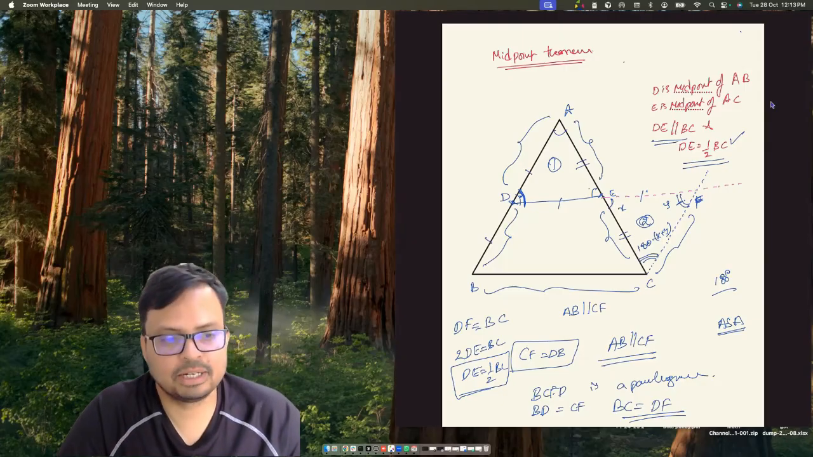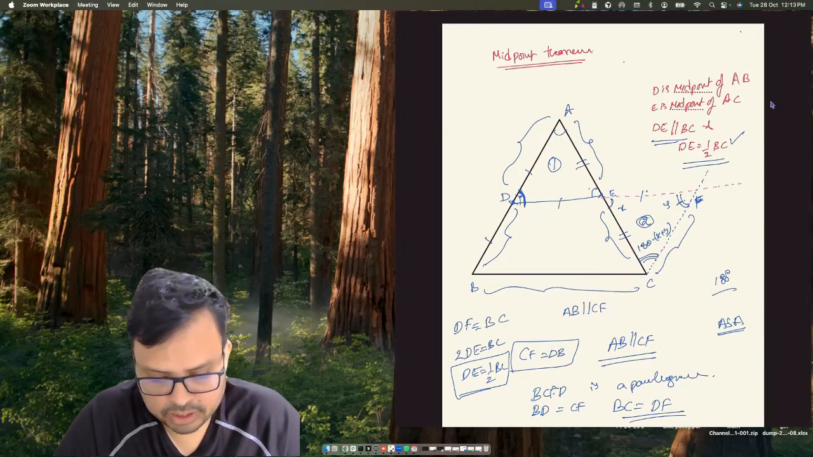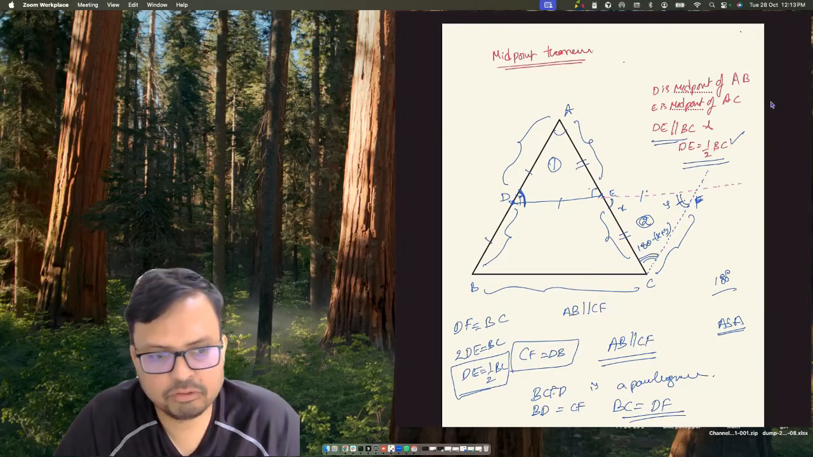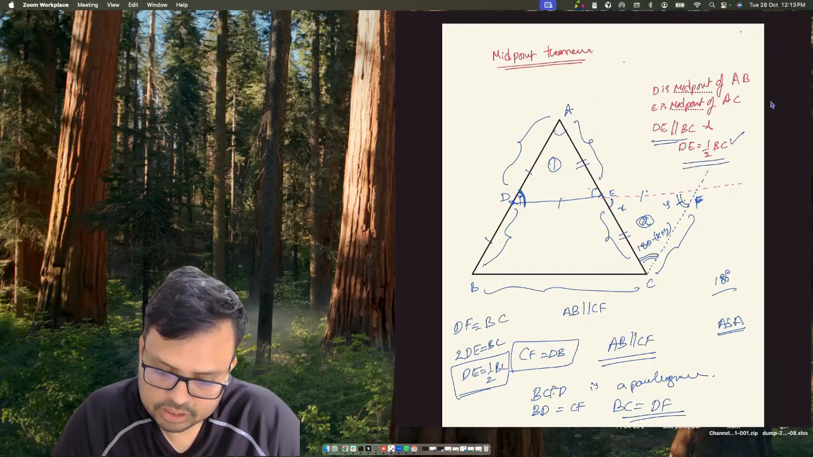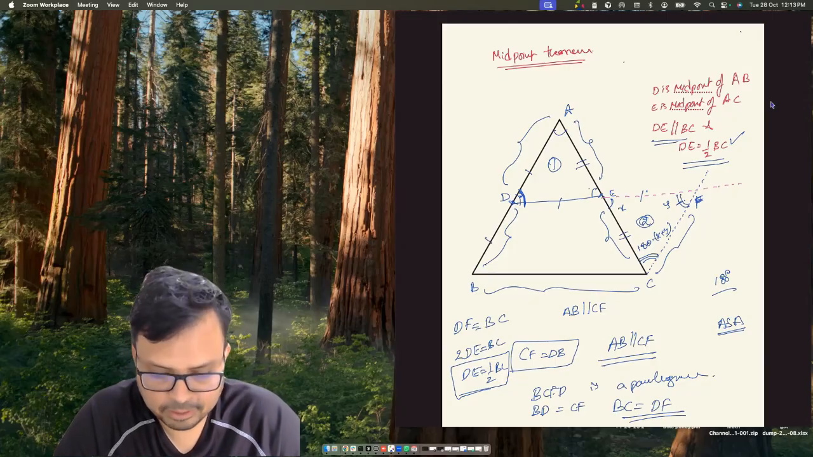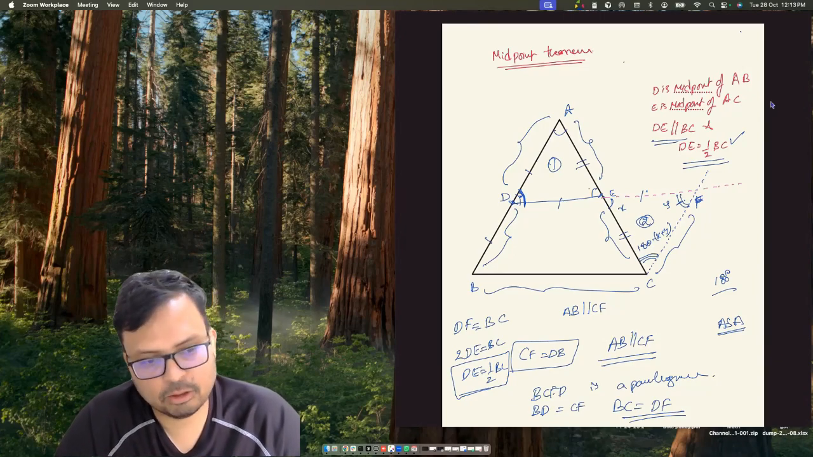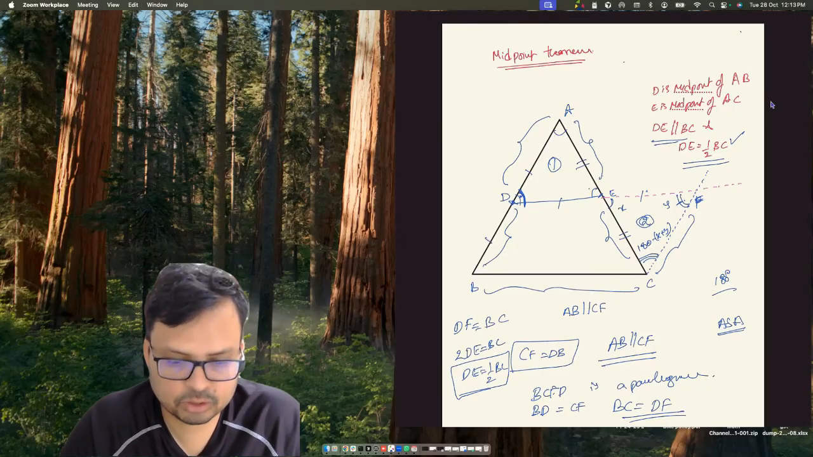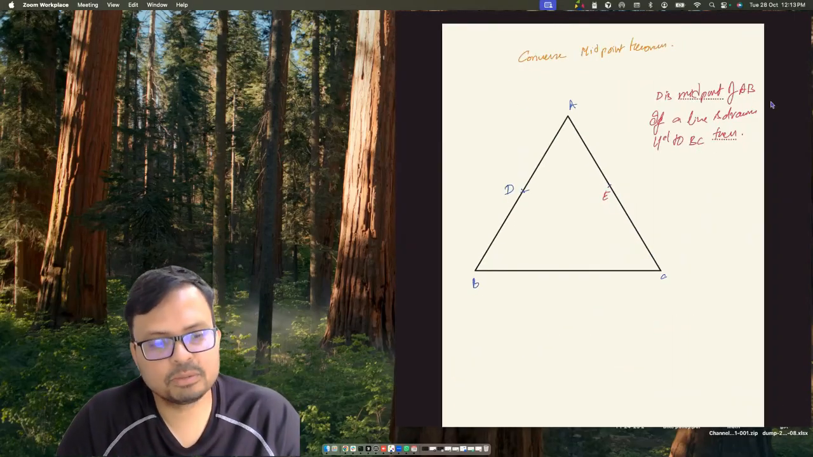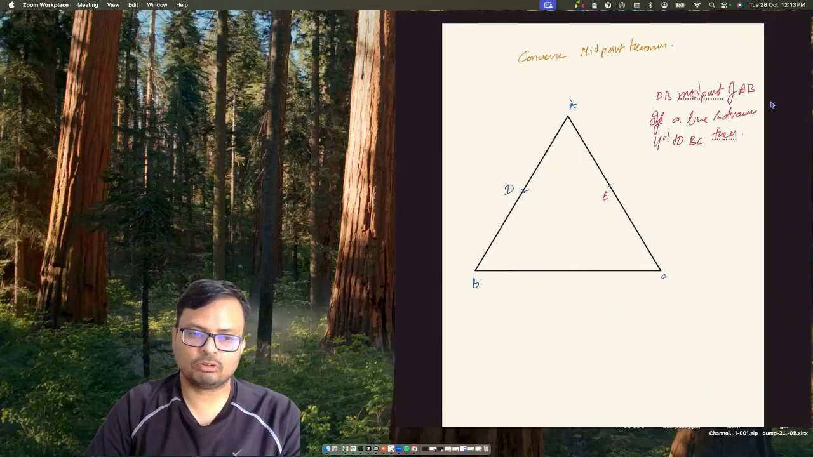What is the midpoint theorem? To summarize, the midpoint theorem says that if D and E are the midpoints of two sides of a triangle, then we can always draw a line connecting D and E, and that line would be parallel to the other side BC, and also it will be half of it. And hence we proved the midpoint theorem. Now let's look at the converse midpoint theorem. The converse midpoint theorem is also useful for solving some of the problems. At times, I think the converse midpoint theorem is more useful to solve the problem than the midpoint theorem.